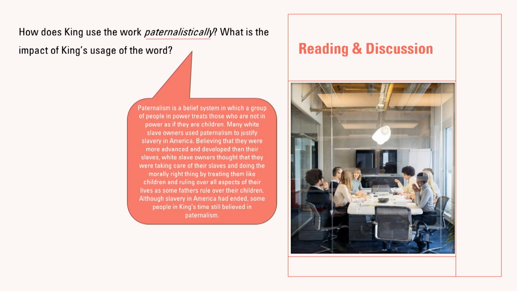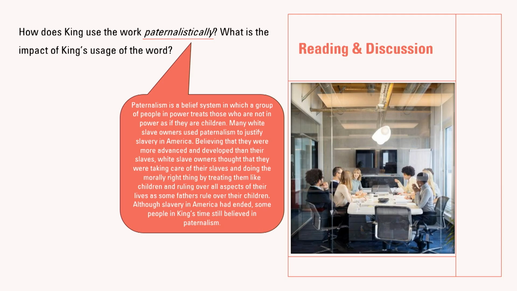Good job. So the word paternalistically, just so you know, is a belief system in which a group of people in power treats those who are not in power as if they are children. Many white slave owners used paternalism to justify slavery in America. Believing that they were more advanced and developed than their slaves, white slave owners thought that they were taking care of their slaves and doing the morally right thing by treating them like children and ruling over all aspects of their lives as some fathers rule over their children. Although slavery in America had ended, some people in King's time still believed in paternalism.